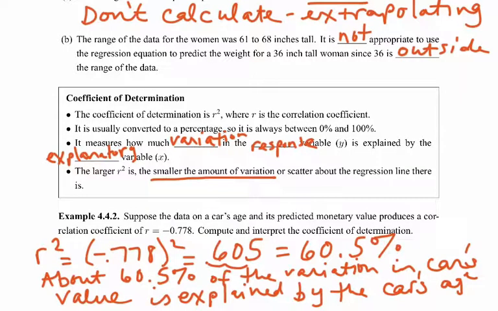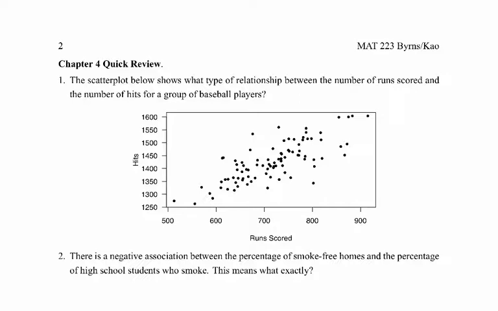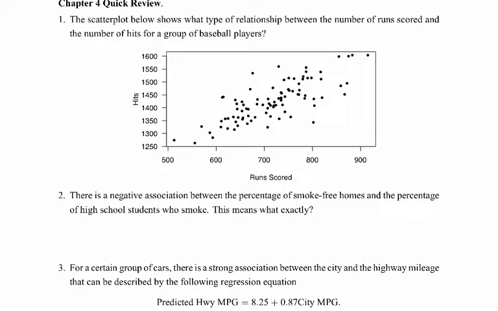All right. If you had two models and you're trying to see which one better fits the data, you want to go with the one with the higher coefficient of determination. All right, so quick review for this chapter. The scatter plot below shows what type of relationship between the number of runs scored and the number of hits for a group of baseball players.